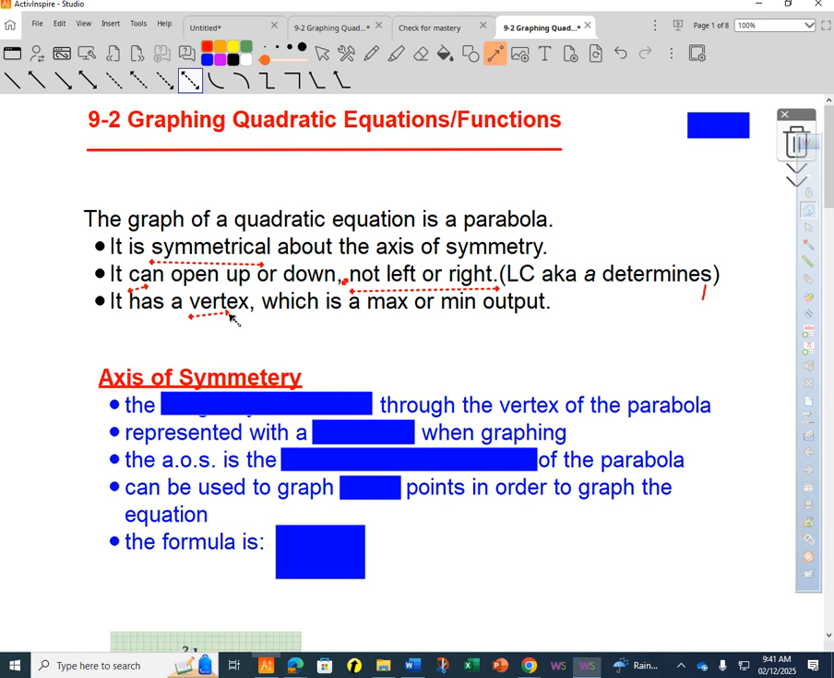And it has a vertex. And that vertex is a maximum or a minimum output. It can't be both. Okay?